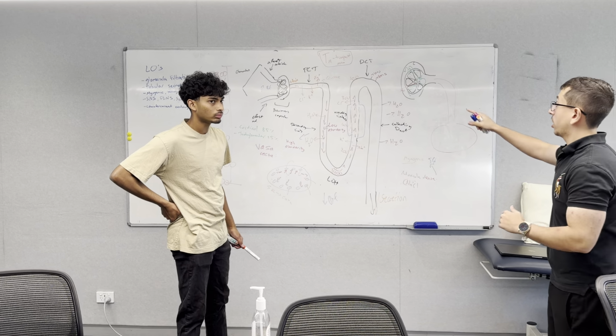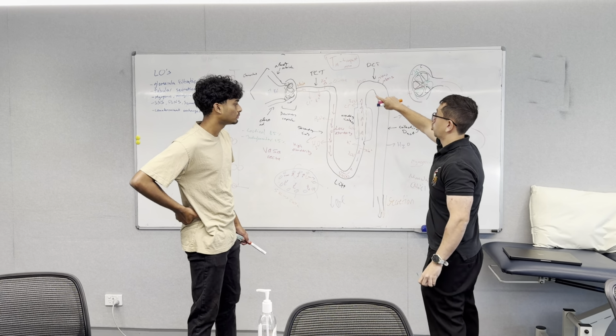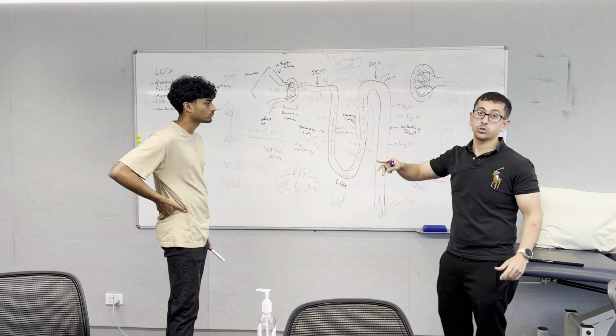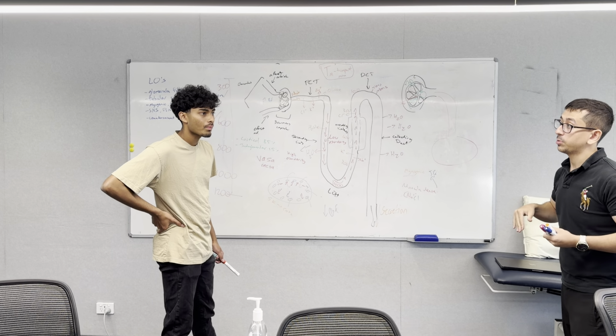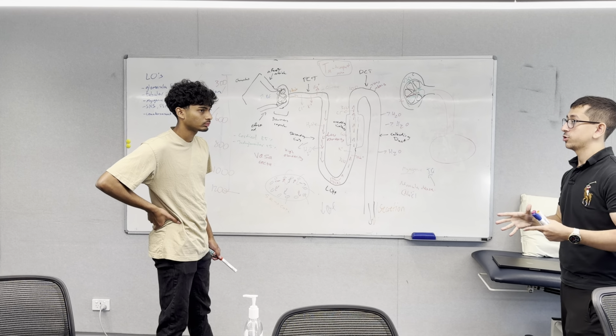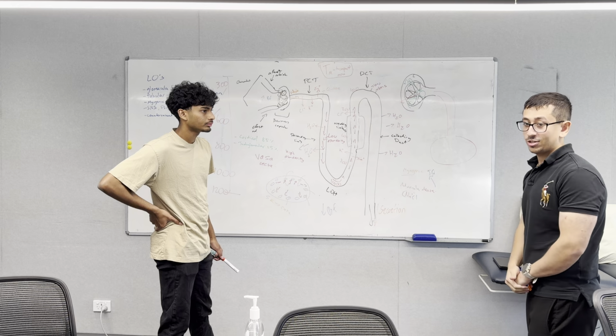If there's a high concentration of sodium chloride throughout the system, it's going too fast. We don't have enough time to reabsorb. So we want to decrease that blood flow. How do we decrease it? Vasoconstriction. You want to continue?